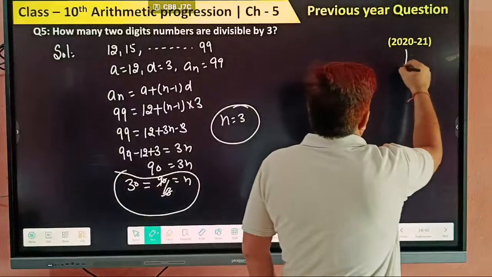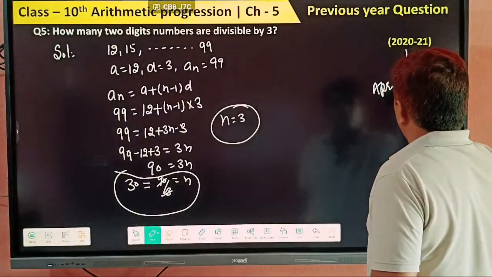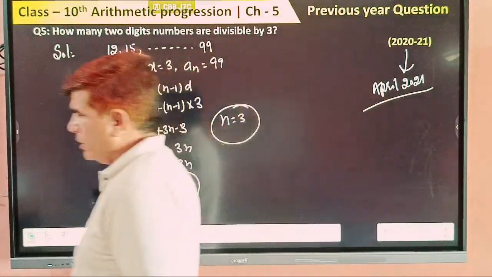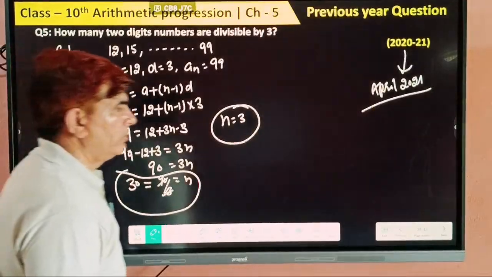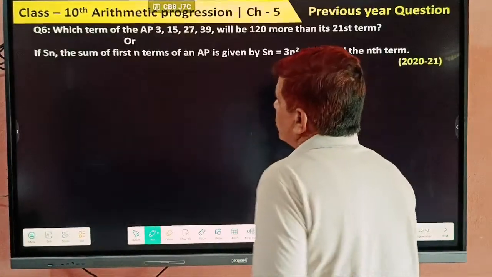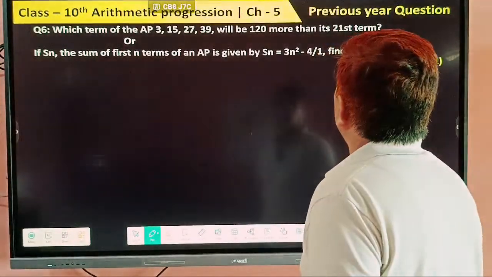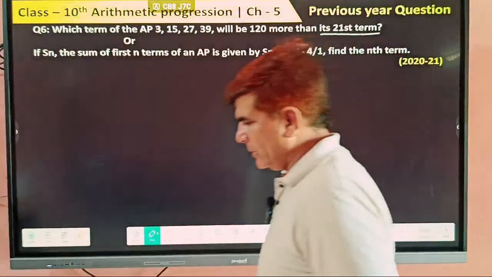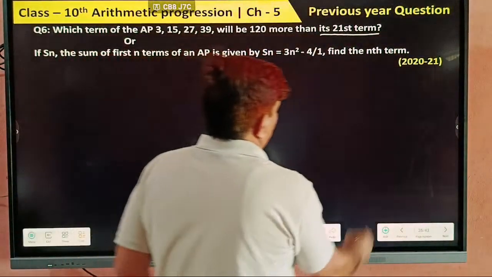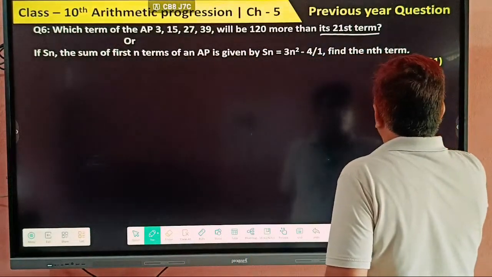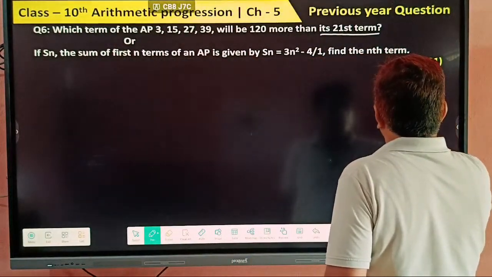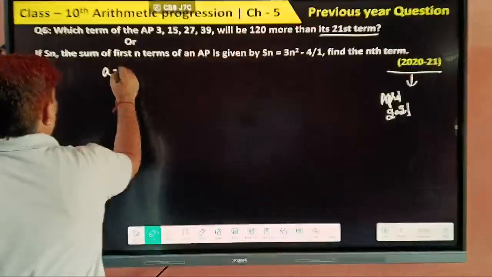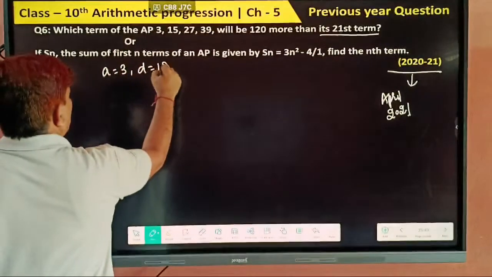This came in the next year. Which exam? April 2021. Able to solve? Simple one. Sixth question: which term of an AP will be 120 more than its 21st term? This also came in the same year, April 2021. So what's your a? a equal to 3, d equal to 12.